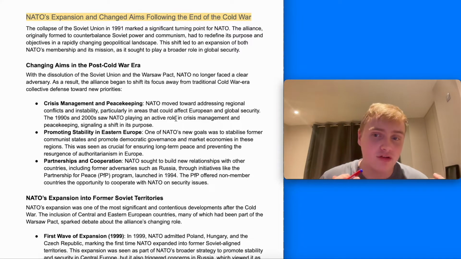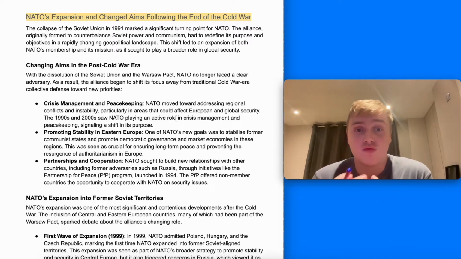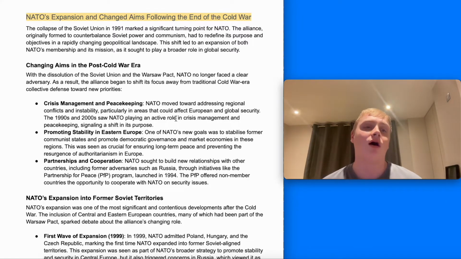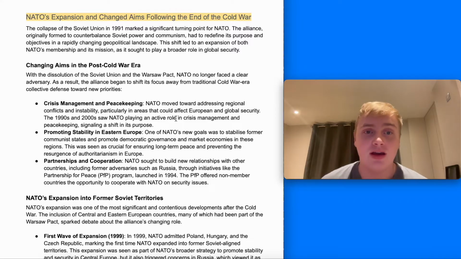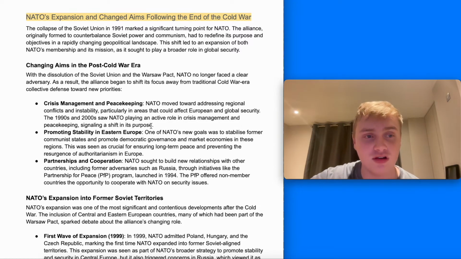Because that really was, up until then, the central aim and the founding reason for NATO. So it was originally formed to counterbalance Soviet power and communism. It had to really redefine its purpose and objectives in a rapidly changing geopolitical landscape after the end of the Cold War, and it led to an expansion both in its membership and its mission, as it sought to play a broader role in global security.